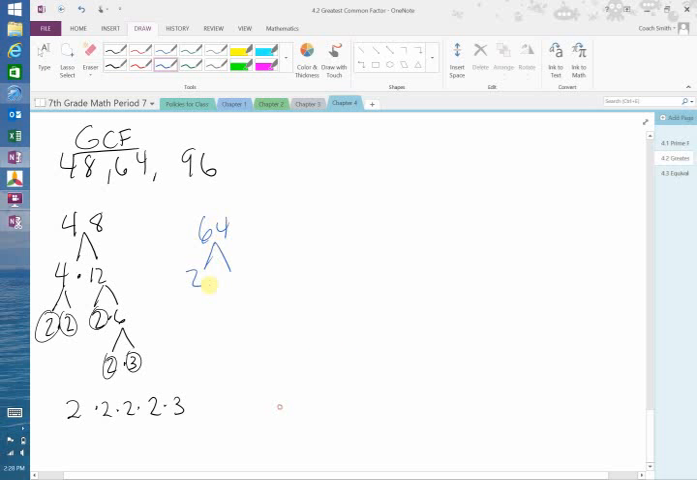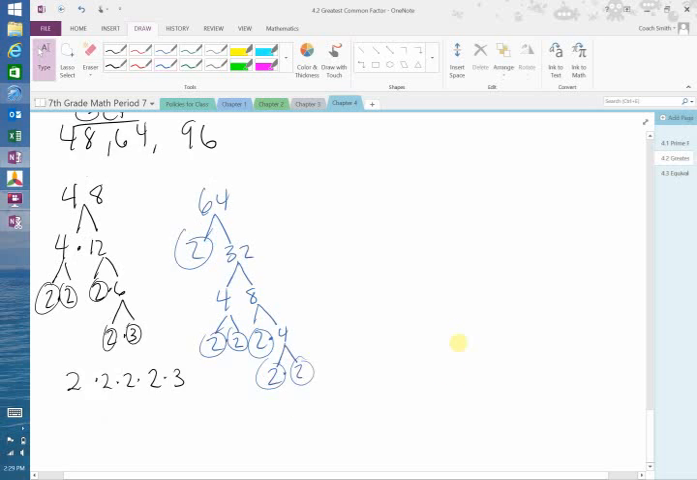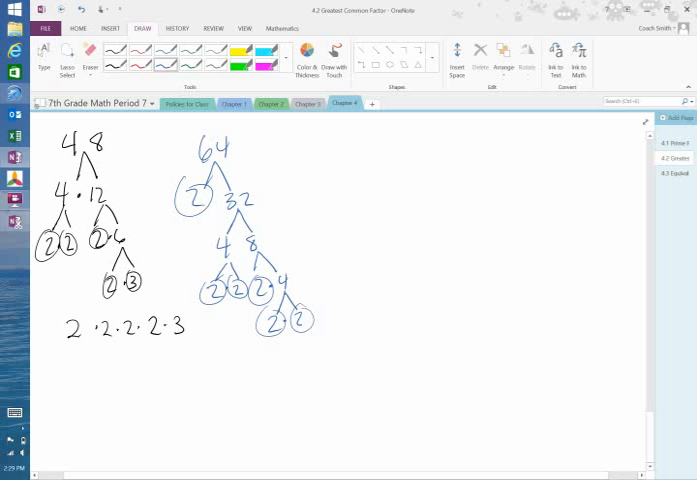64. 2 times 32. 4 times 8. 2 times 2. 2 times 4, 2 times 2. It's another reason why I don't like the factor tree. They're too spread out, and you may leave one out. So that would be 2 times 2 times 2 times 2 times 2 times 2.